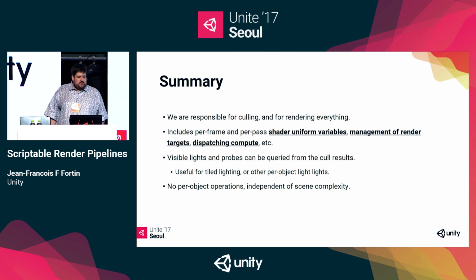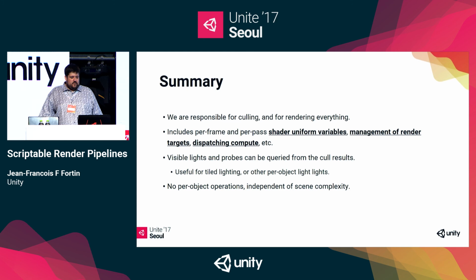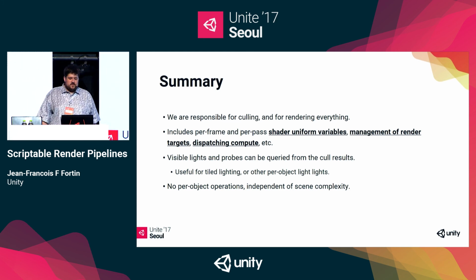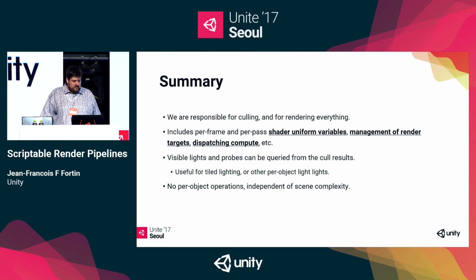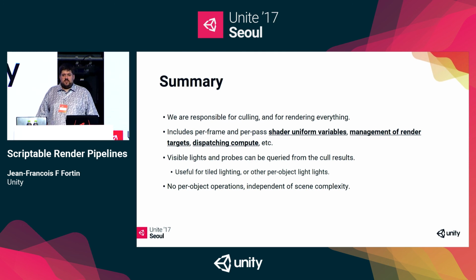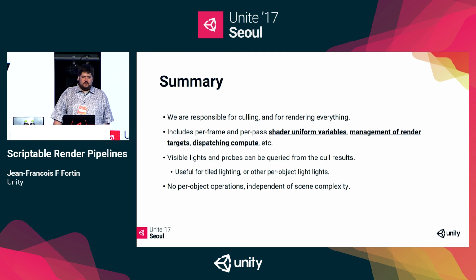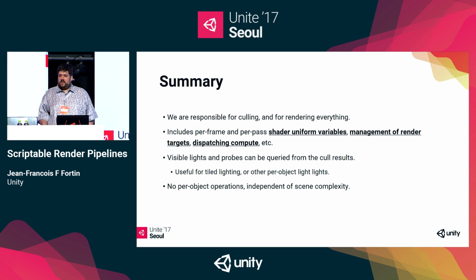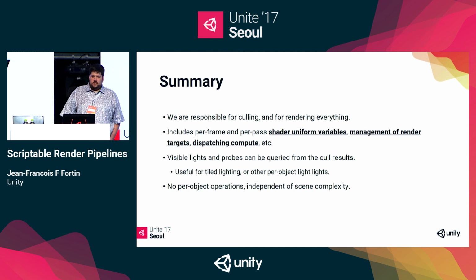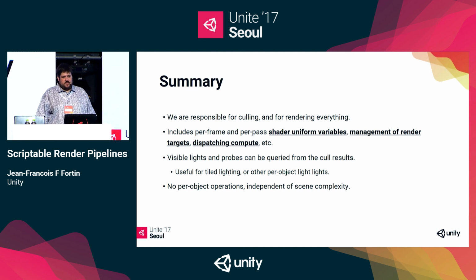In summary, we are responsible for doing the culling and the rendering. It includes the per frame and per pass shader uniform variables, management of render targets, and dispatching the compute. All the visible lights and the probes can also be queried from the cull results. This is useful for different lighting techniques. We don't do any per object operations, which means that everything is independent from scene complexity.